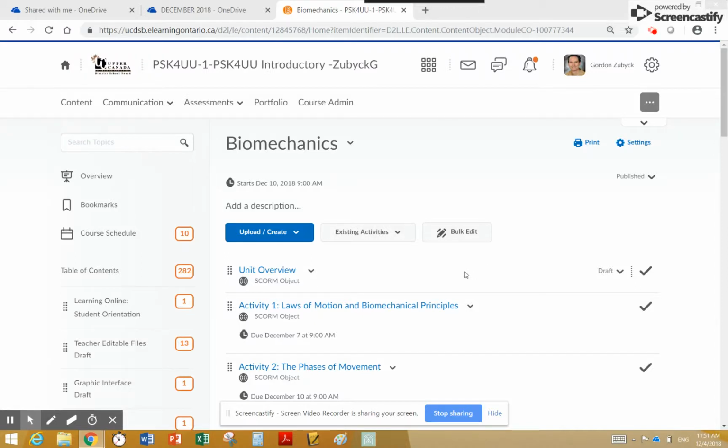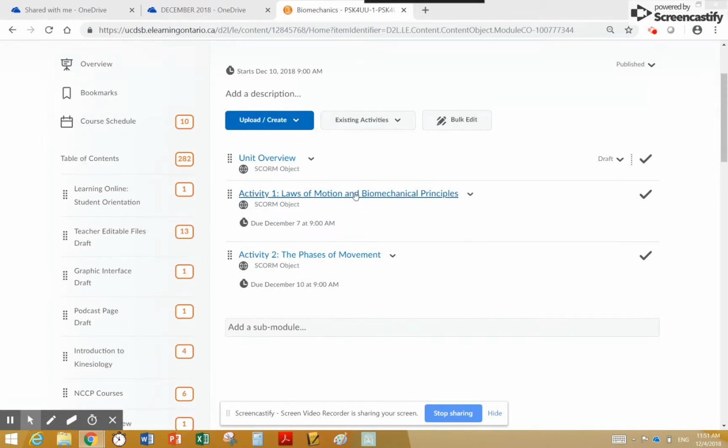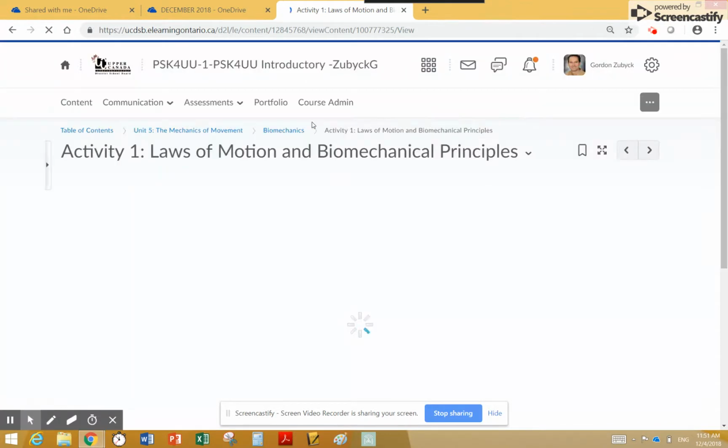So following lesson 2, we're going to jump into some biomechanics now, with the idea being that there are some things we need to learn about laws of motion and biomechanical principles, as well as the phases of movement that we're then going to take and apply and add into the fundamental movement skills course. So it's kind of a supplementary thing, but these are expectations that we're required to learn through this course.